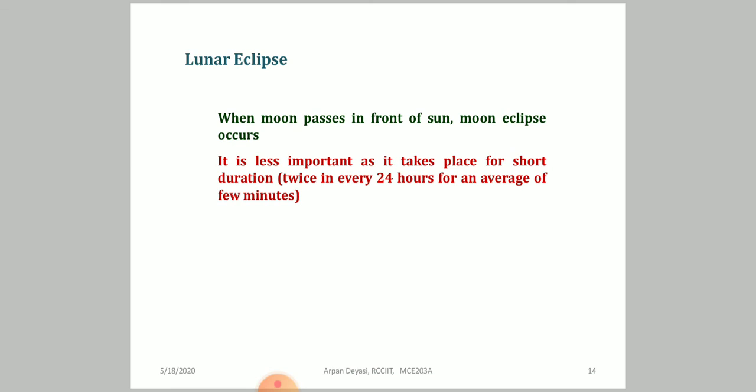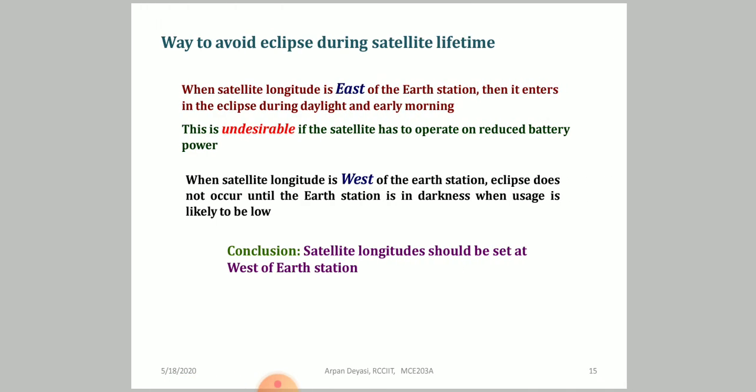And its length is important because it takes place for a short duration. So on average a few minutes, maximum 6 minutes, or maybe sometimes maximum 10 minutes. So I am not considering this lunar eclipse as a very important parameter for our satellite communication.